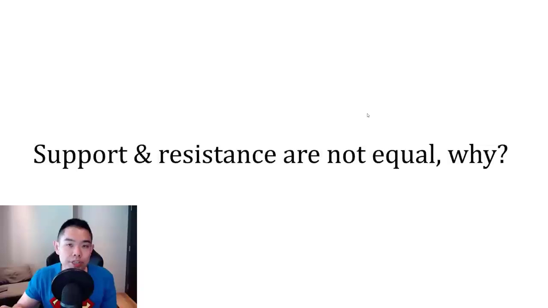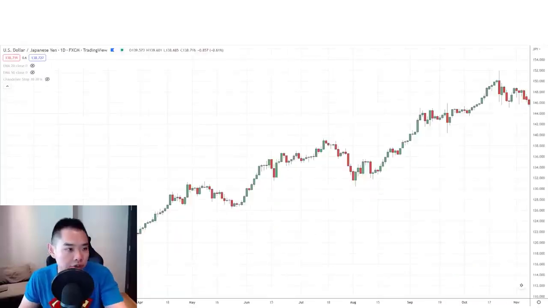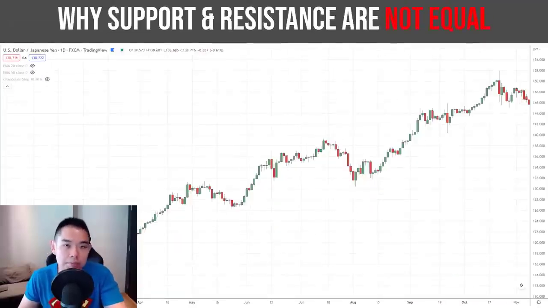Now, the first thing to understand is this. Support and resistance, they are not equal. I don't care what other traders say, you know, support is support, resistance is resistance. No, they are not equal, because in certain market conditions, one is more powerful than the other. Let me explain. If you look at this chart over here, this is the chart of dollar against the Japanese yen. This market is in an uptrend.